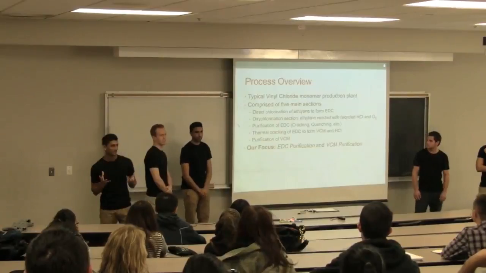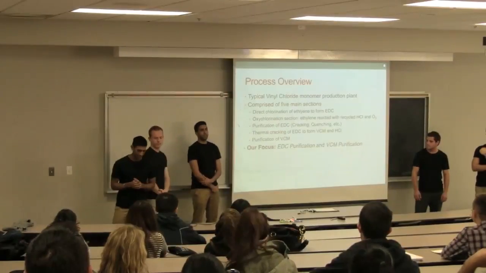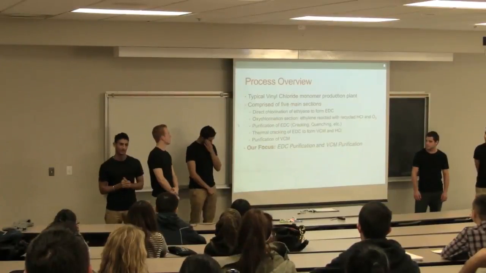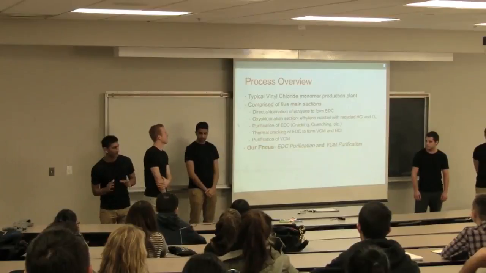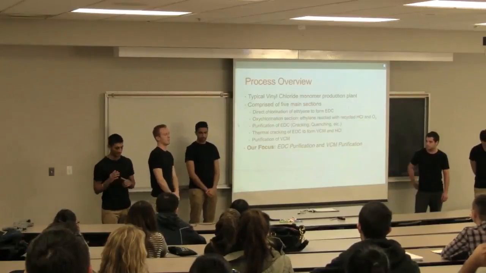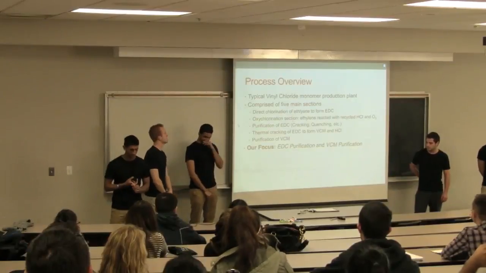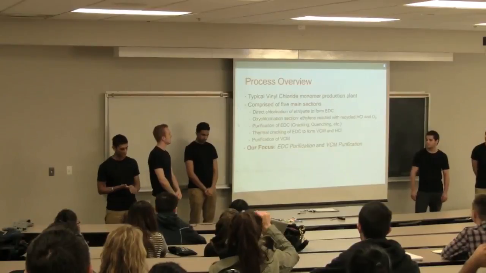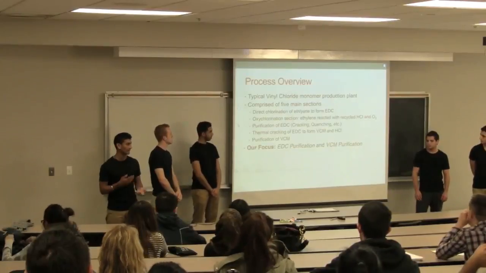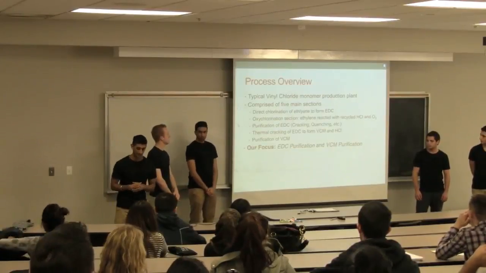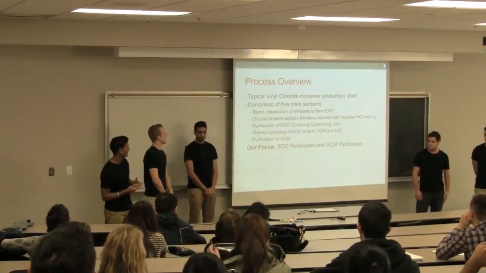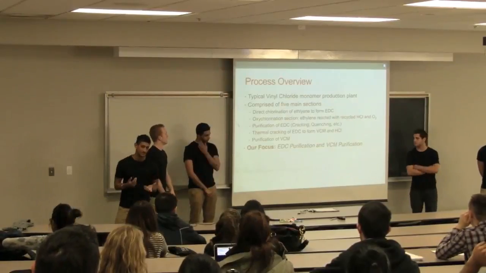All right, now just for our general process overview. We are doing a typical vinyl chloride monomer production plant, of which there's usually five main areas. Direct chlorination, oxychlorination, purification of EDC, and then thermal cracking, and then the purification of the VCM, the monomer. And our focus will be on the EDC purification and the VCM purification.